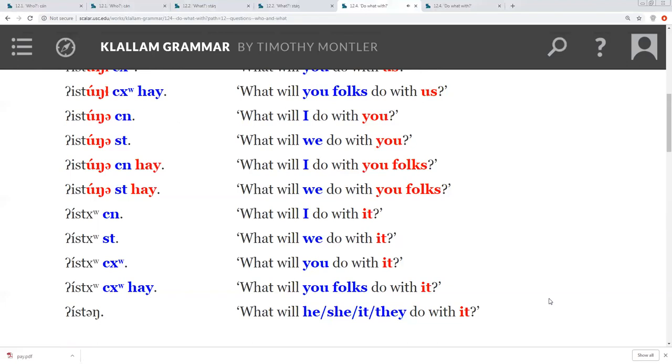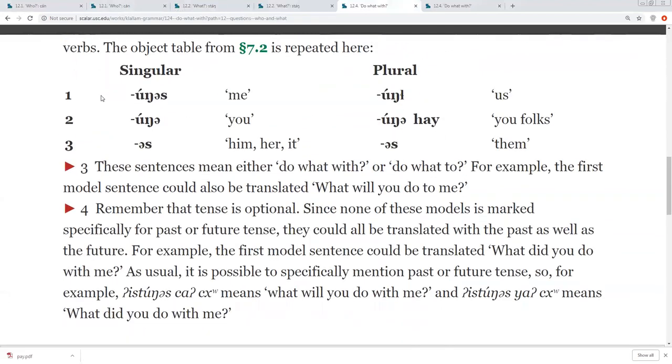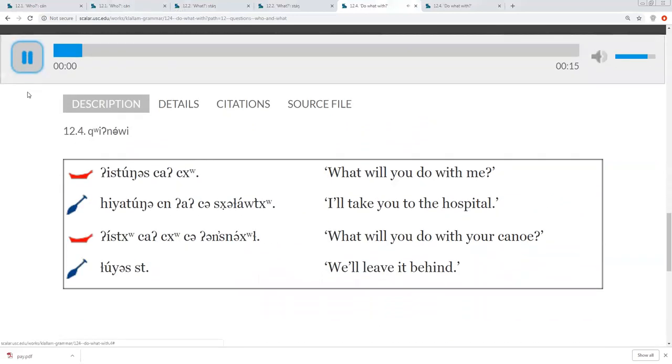The basic form for the verb meaning do what with is ist. This transitive verb ist takes the same set of objects as in new transitive verbs. Okay, so our singular suffixes: ungus, unga, ungesh, ungahai, and us. 12.4.